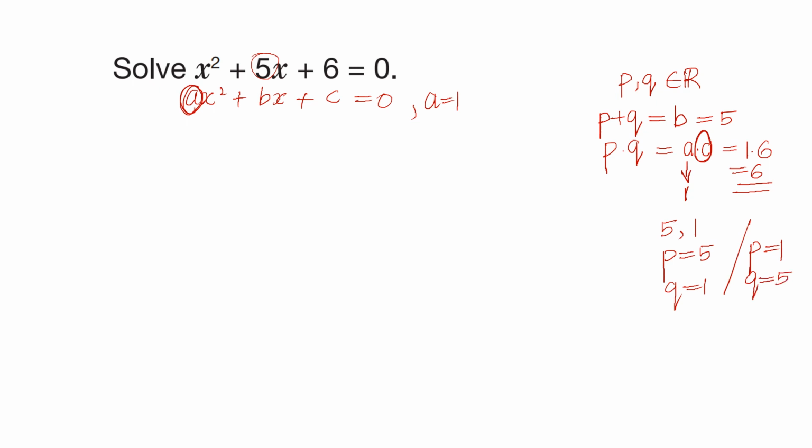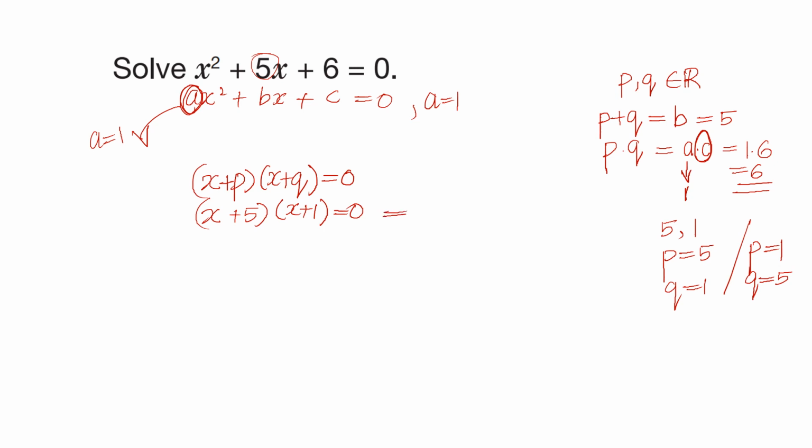It doesn't matter. To factorize, if a is equal to 1, the linear factors will be x plus p times x plus q is equal to 0. You can take p as either of the two numbers, it doesn't matter. So it is x plus 2 times x plus 3 is equal to 0. So the value of x can either be minus 2 or minus 3.